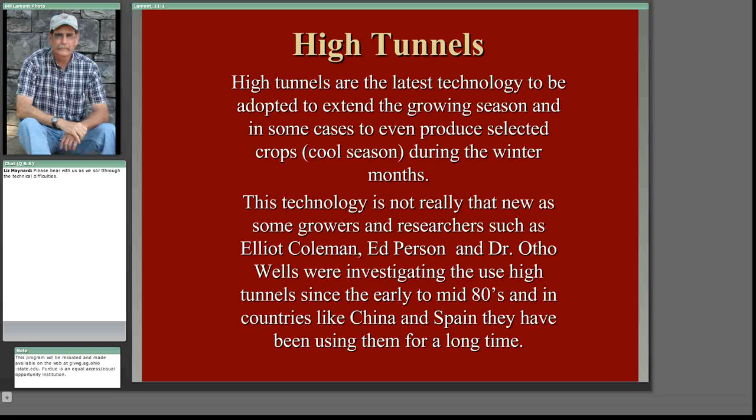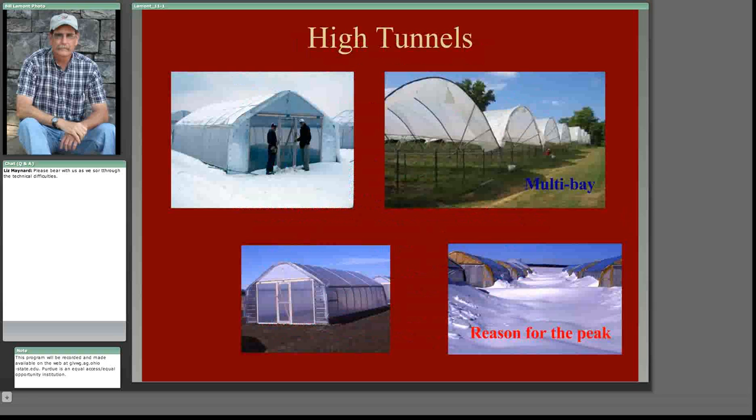This is what high tunnels look like, and there you can see, wait a minute, I'm moving around there. Somebody's moving me around, okay.